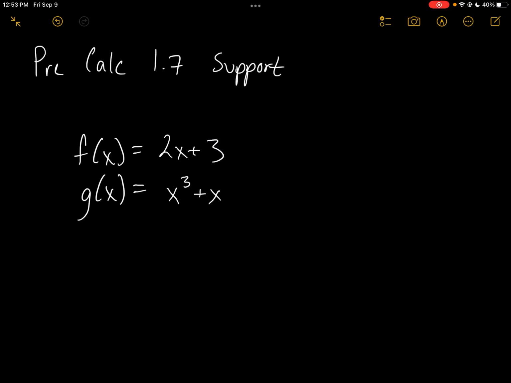Hi everybody and welcome. Today's video is going to focus on composite functions. So if you're having a hard time with questions like, let's say number 3, this is going to be something that will help you out with that.